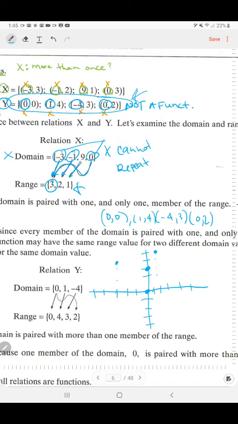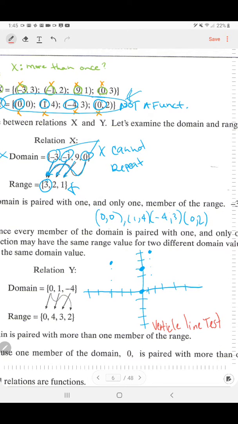By looking at a graph, how do we know if it's a function? They want you to do a vertical line test, which you're going to see on the next page. Basically, you throw a line going down the dots that you made. This one only has one dot. This one only has one dot, but the one in the middle has two dots, which means it's not a function. That's how you know it's not a function.